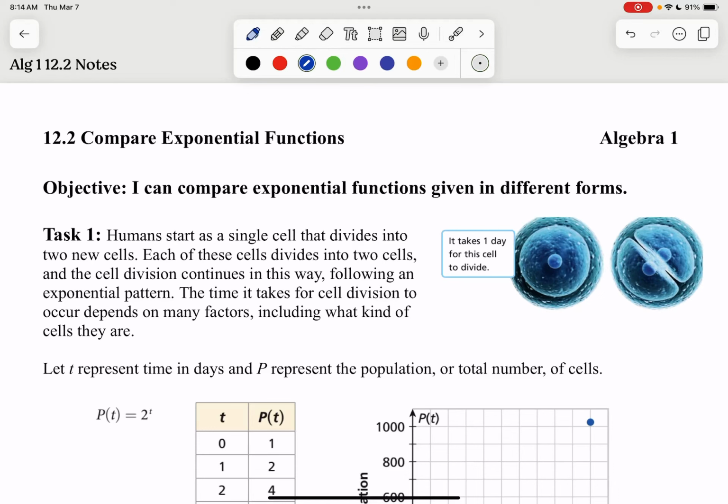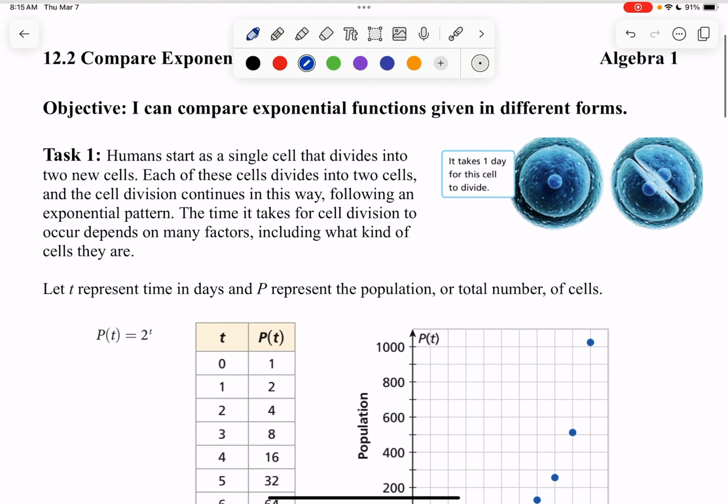Today we are going to be comparing exponential functions, and our objective is going to be to compare exponential functions given in different forms. So we're going to be looking at all the different ways of writing exponential functions, and different ways of writing them can be useful depending on what you're trying to find.